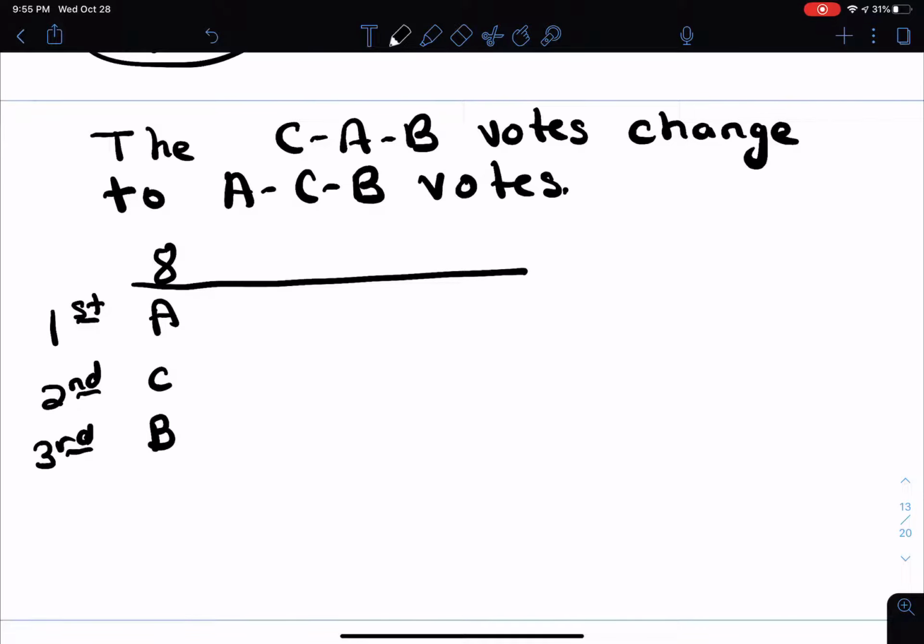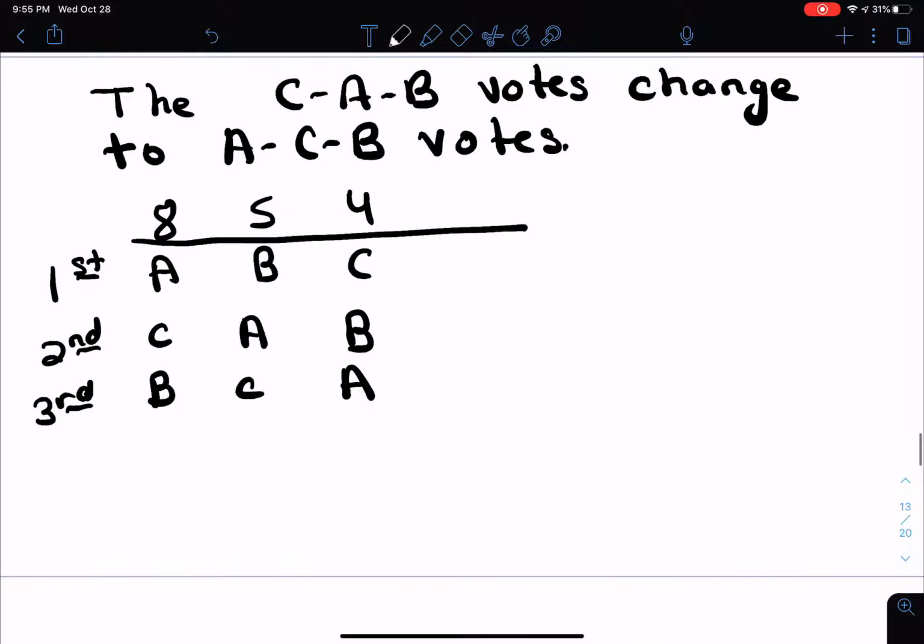And then we still have the others. We still have 5 for BAC, and 4 for CBA. But remember, we got rid of that final column because those 2 votes, CAB, went to ACB now. I'm just double checking my work here, making sure I'm copying everything down correctly. All right, so now let's do plurality with elimination again.